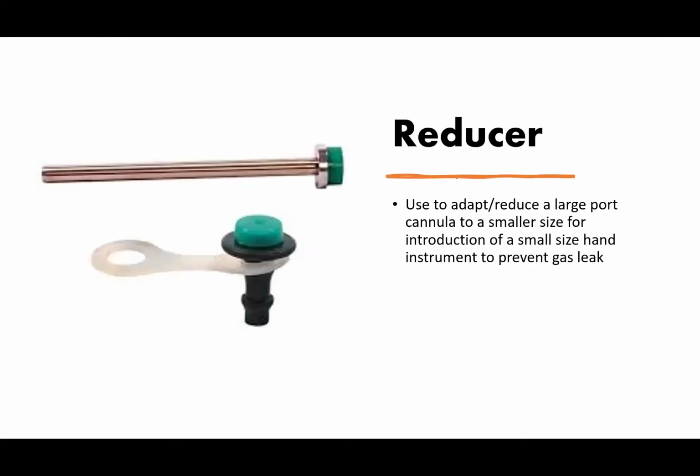Now you have a reducer. This is very important if you want to introduce a smaller instrument through a larger port. By passing a reducer, you reduce the caliber of the port so that it can admit a smaller size instrument, preventing leakage of gas. Because if you pass a smaller caliber instrument into a larger port, especially a metallic port, there's going to be a leakage of gas, but the reducer will prevent the leakage of gas.